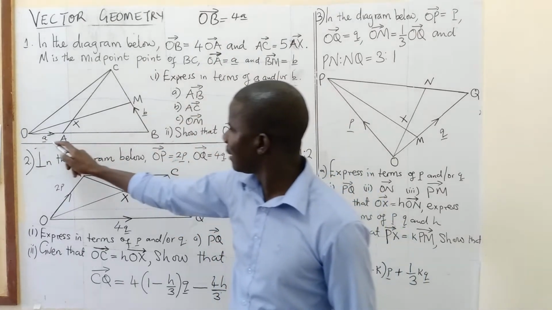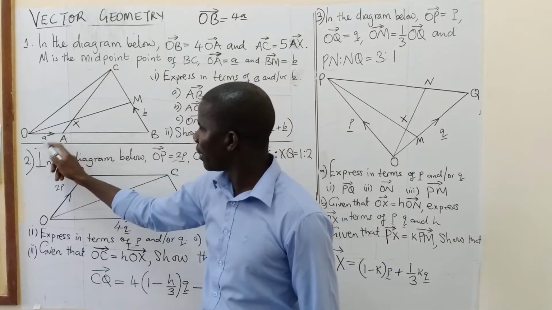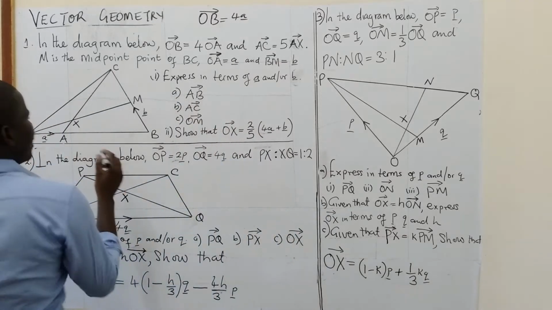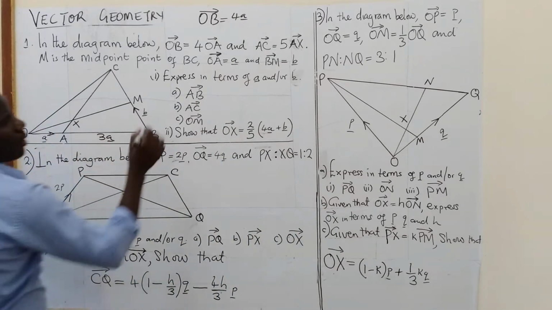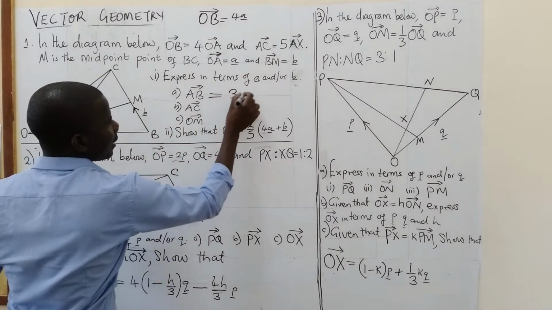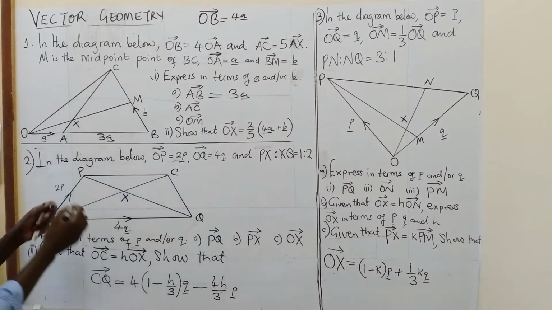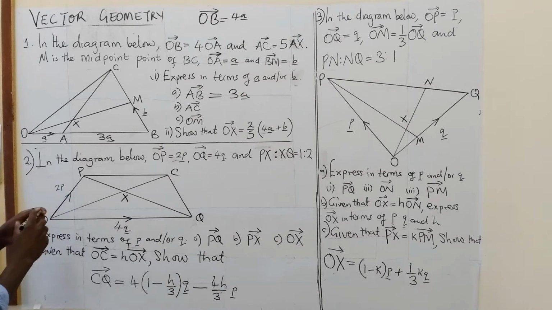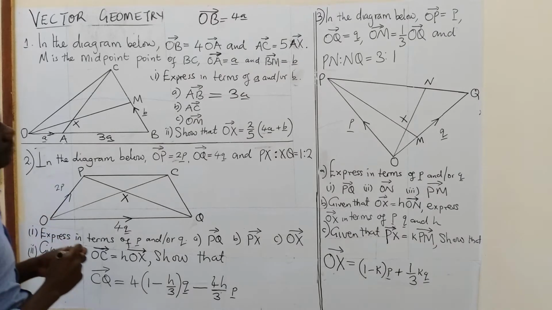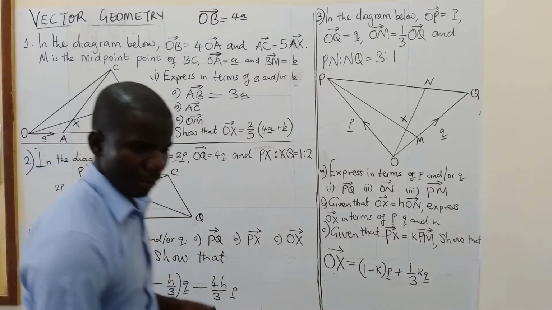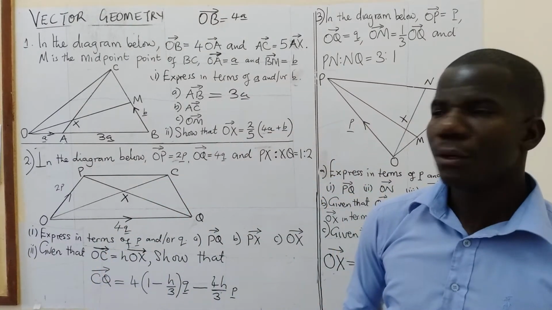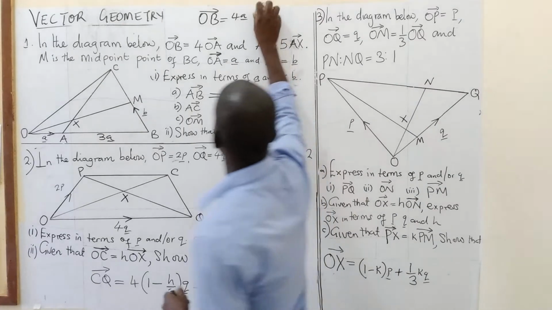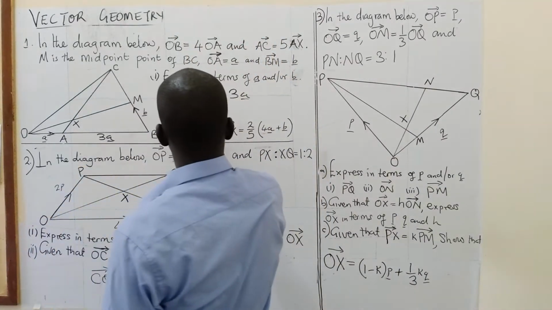Now, when you look at OA, we already have a. So this part that has remained is 3a. That is the first one there. Take note of that. So we can go to the second one, which is AC.